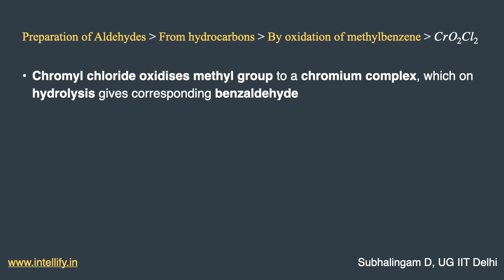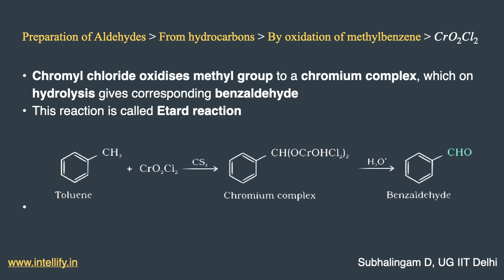Chromyl chloride oxidizes methyl group to a chromium complex, which on hydrolysis gives corresponding benzaldehyde. This reaction is called Etard reaction. For example, let's consider this reaction. We have toluene with CrO2Cl2. I get a chromium complex, that's an intermediate. When I treat it with CrO2Cl2 in presence of CS2, that's a solvent, the toluene gets converted to a chromium complex. Then when I hydrolyze it, I get benzaldehyde.